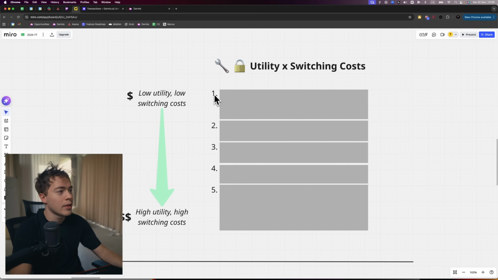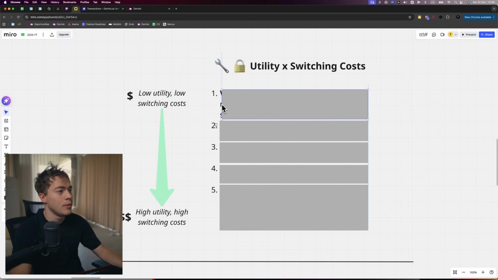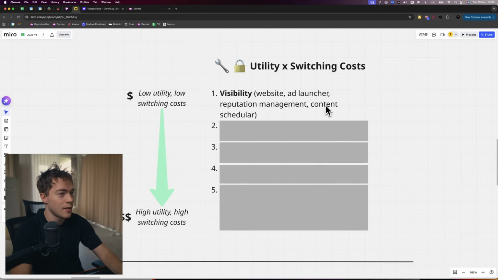And so I broke down here 5 levels of problem solving you can do for a business, where as you go down these levels, you make more money. So the first problem you can solve for a business is visibility, okay?